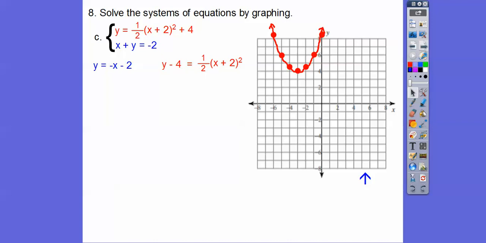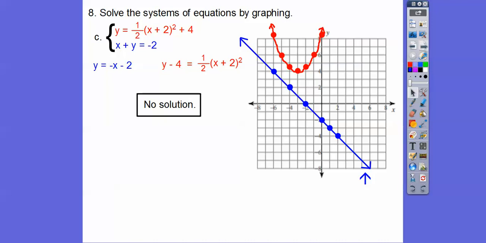So to the left 2, up 4, and this one goes up a half of 1 squared, up a half of 2 squared, up a half of 3 squared as we go over 1, 2, 3 from the vertex. Okay, and then we'll go down to the -2, and then go down 1 over 1, down 1 over 1, because the slope is -1. Those guys don't intersect, so there is no solution on that guy.